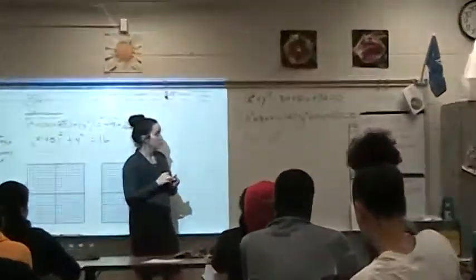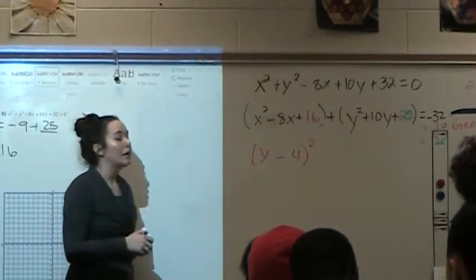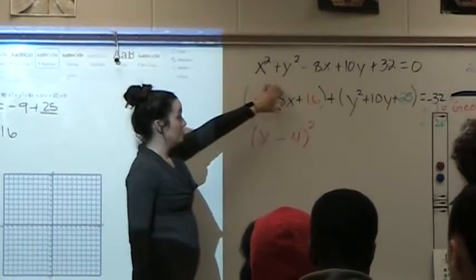Wait, how'd you get negative? How'd I get negative 4? Because it's negative 8 divided by 2. So I took my b term, divided it by 2.